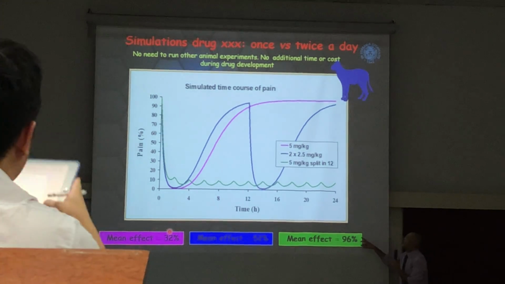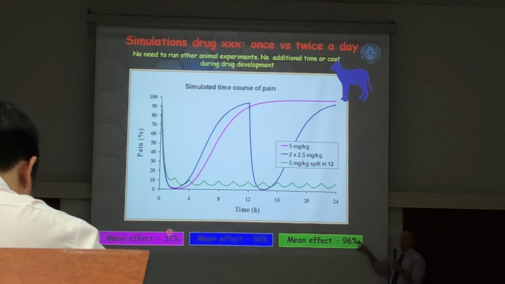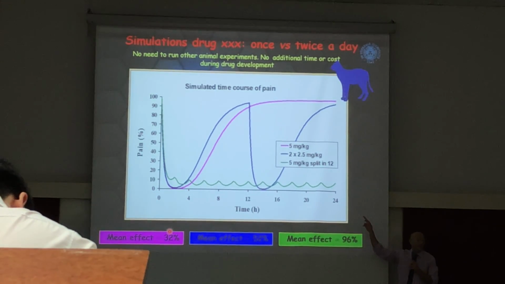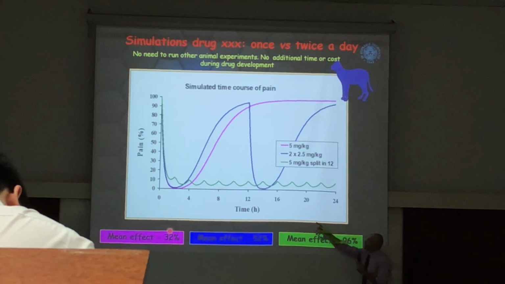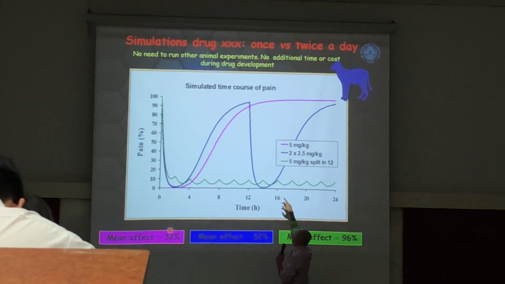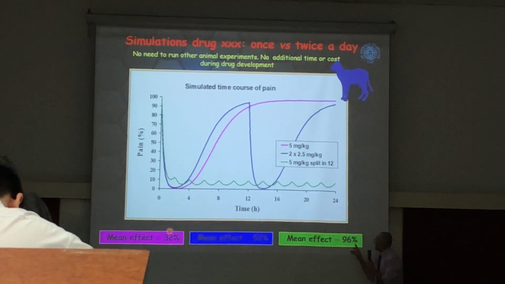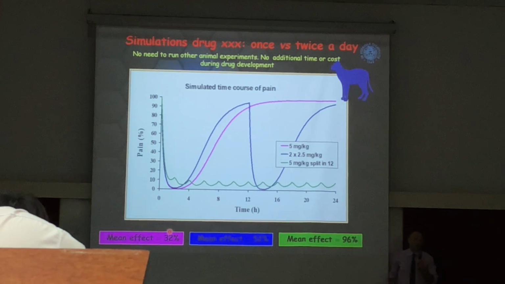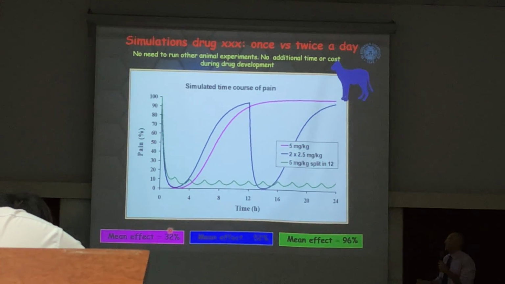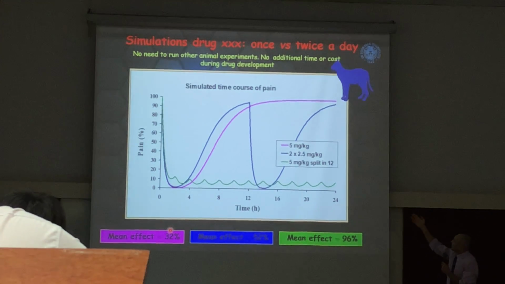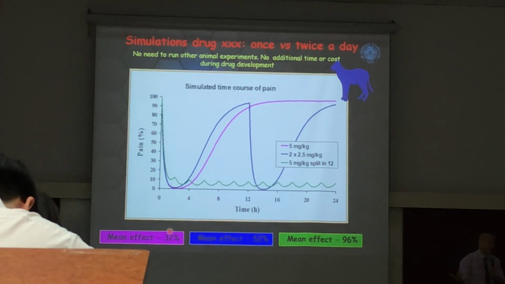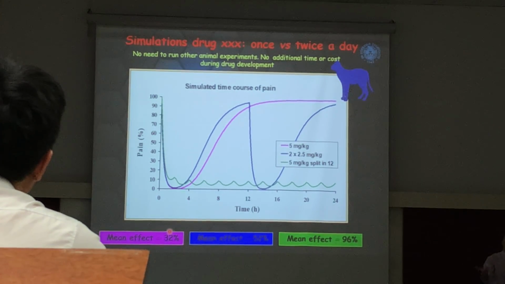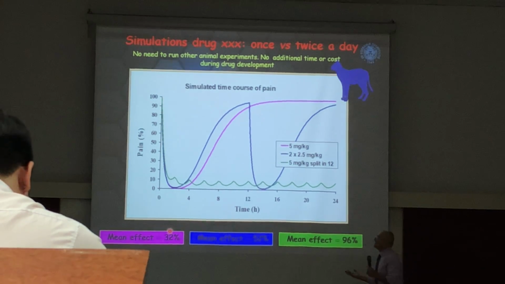And what about if I divided the dose in 12 different doses, but the total amount is still 5 milligrams per kilogram? Look here, the green one. Look how, of course, the effect is reduced. And the total effect in 24 hours is a pain reduction of 96%. Now you can wonder, how is it possible to take a cat and administer the drug every 2 hours per day? Well, it's impossible, of course, because the drug is going to kill you, very aggressive.